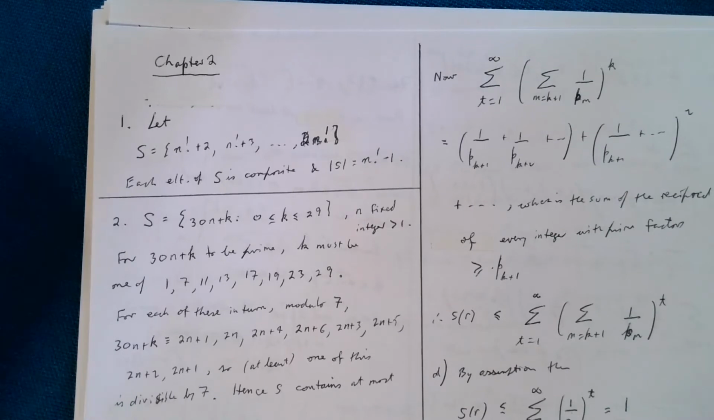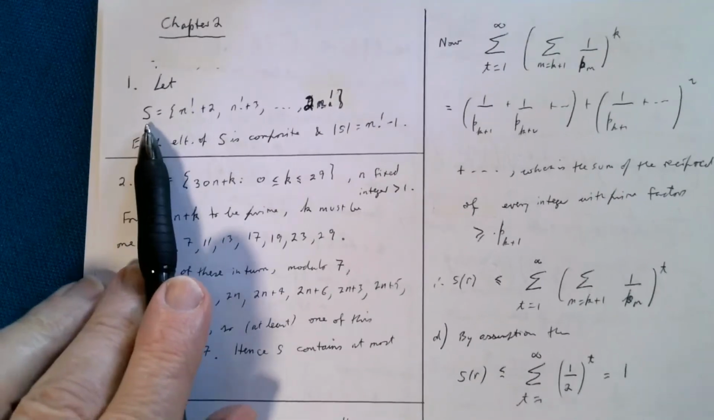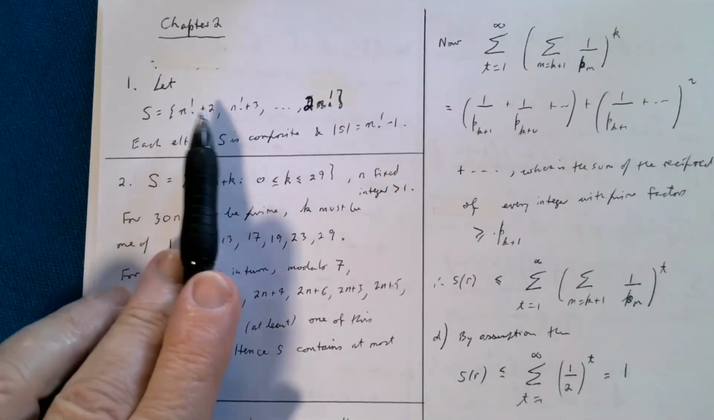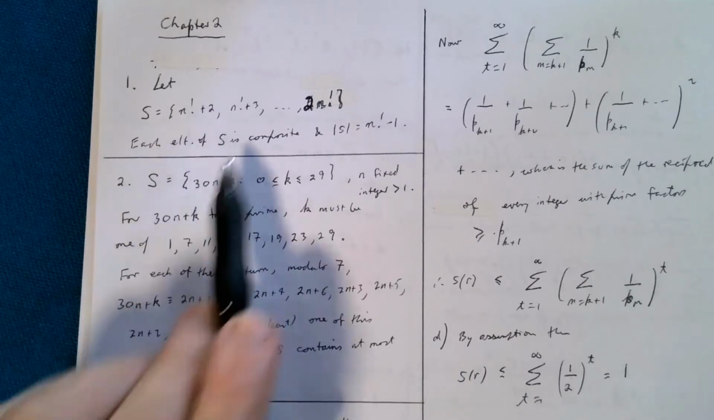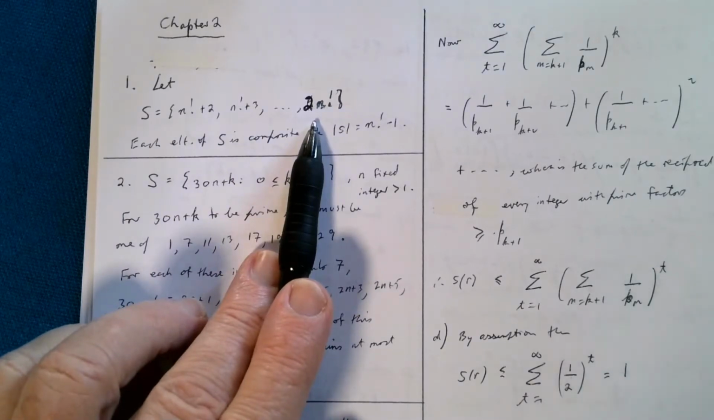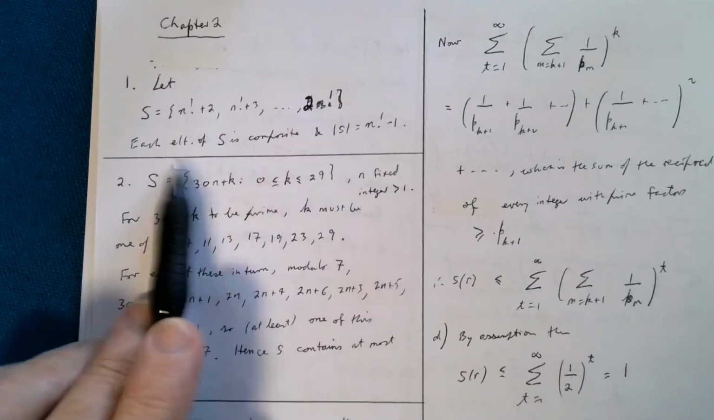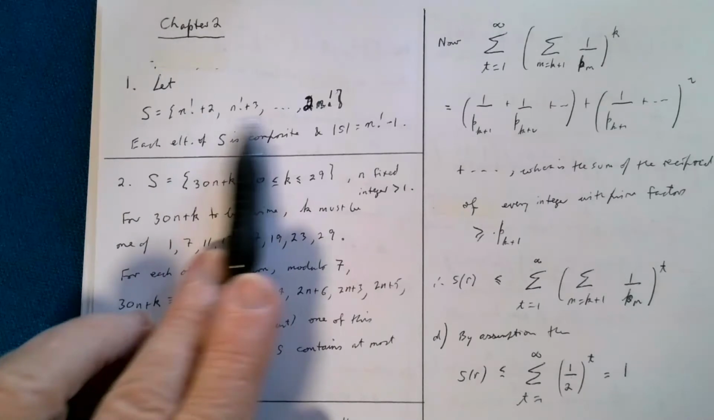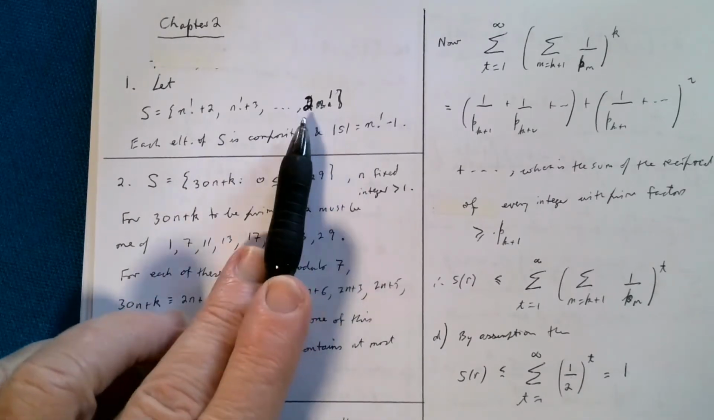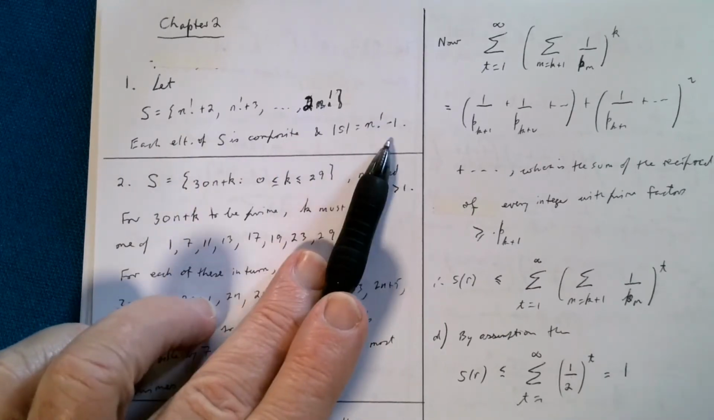So we simply take this set, thinking of n as large. We take this to be n factorial plus 2, which will be divisible by 2. n factorial plus 3 will be divisible by 3, and so on up to n factorial plus n, which will be divisible by n. So each element of this set is consecutive, and the size of the set is just this number minus this one plus 1, so that's n factorial minus 1 elements.